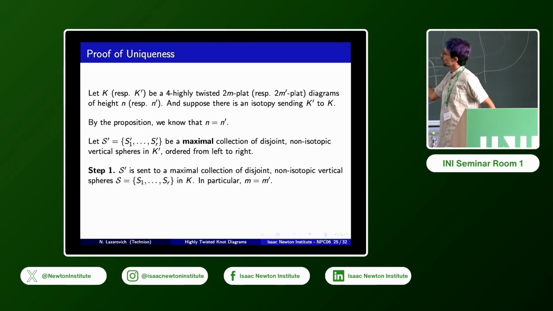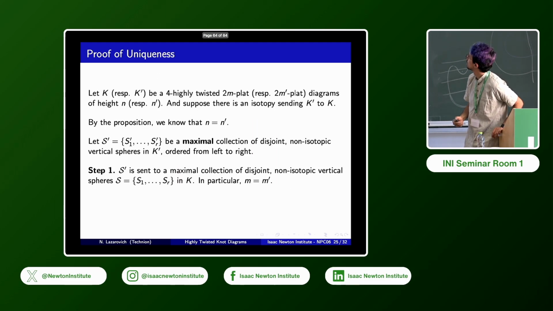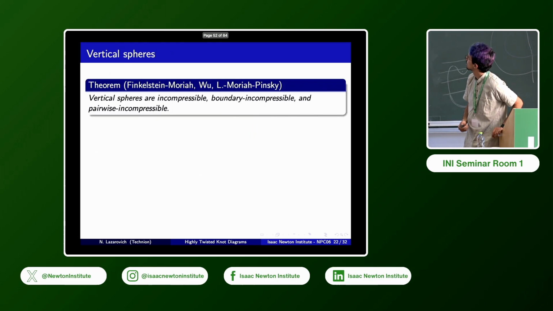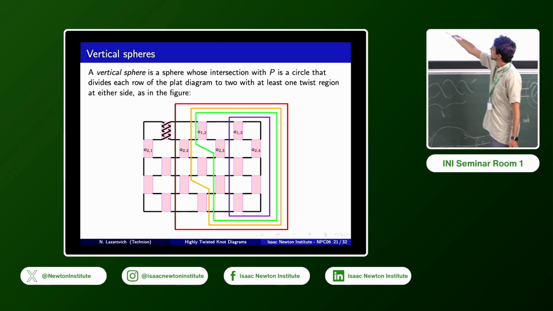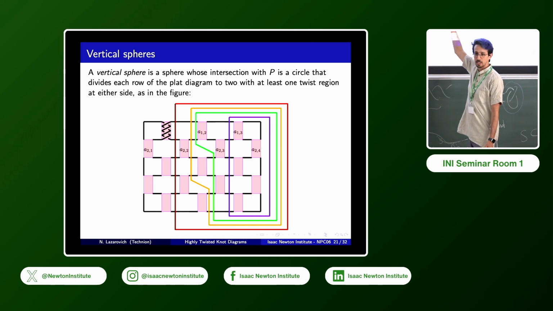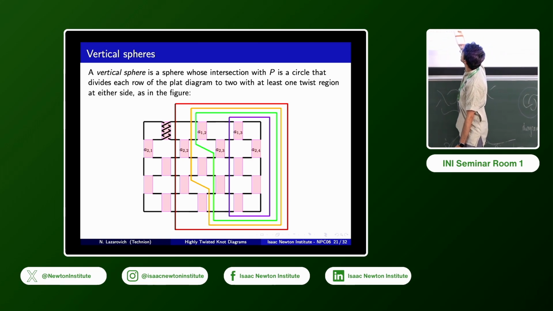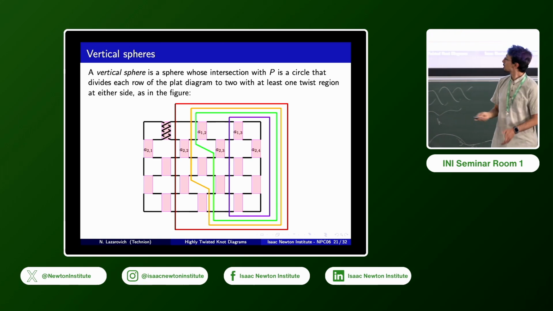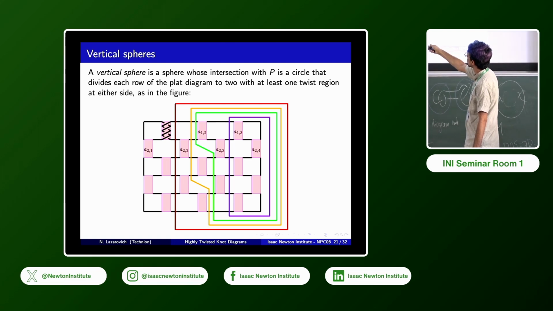Let's say ordered from left to right. Okay, so the leftmost, I don't know if I have it, let me go to this drawing. So the leftmost is shown in red, okay? And then you sort of slowly eat up the twist regions. Okay, so the next vertical sphere would be something that goes maybe from the top and then goes like this. Or maybe like this. It's up to you, decide.